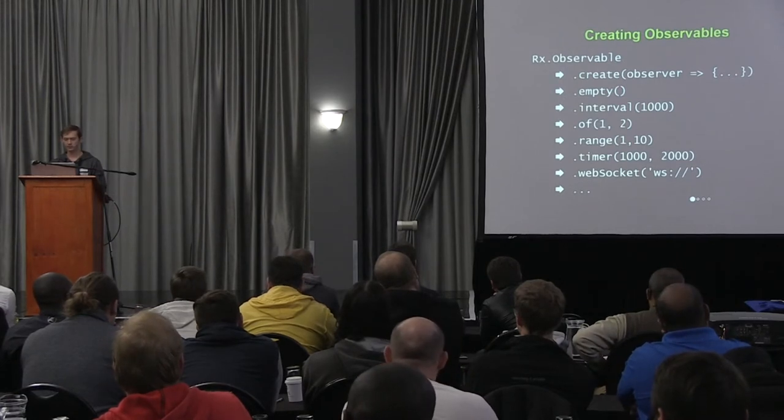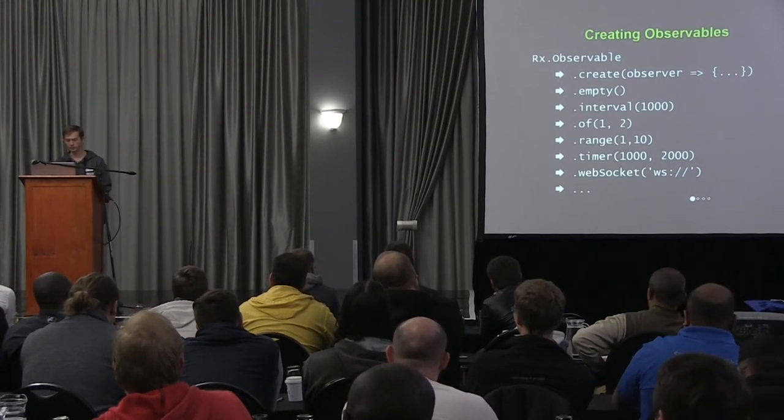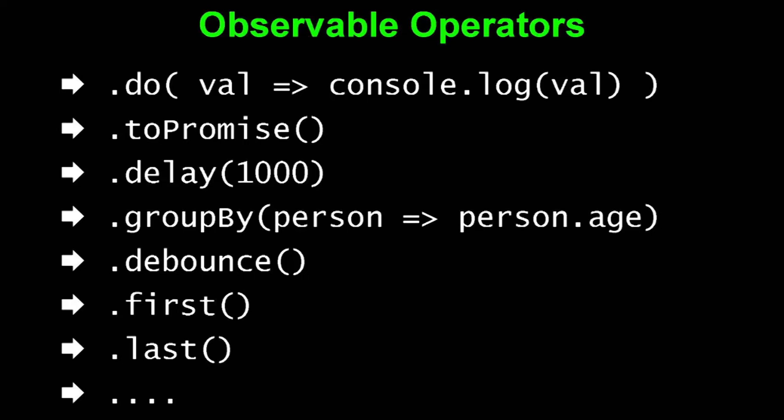There's a couple of other ways to create observables. What about observable operators? So we've already seen examples like throttleTime and takeUntil for canceling. You can also use observable.do. And that's good for performing side effects like logging, or I actually used do to trigger the animations on the previous slides.